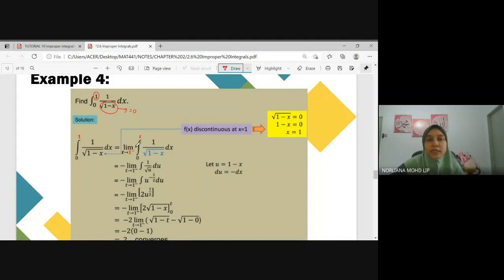So we have to apply the limit lah, limit t approach 1 negative. Untuk upper interval tadi negatif kan, dia jadi sign negatif. So integration from 0 to t of this function. Okay, then to integrate this function 1 over square root 1 minus x, we have to apply the substitution, u substitution.